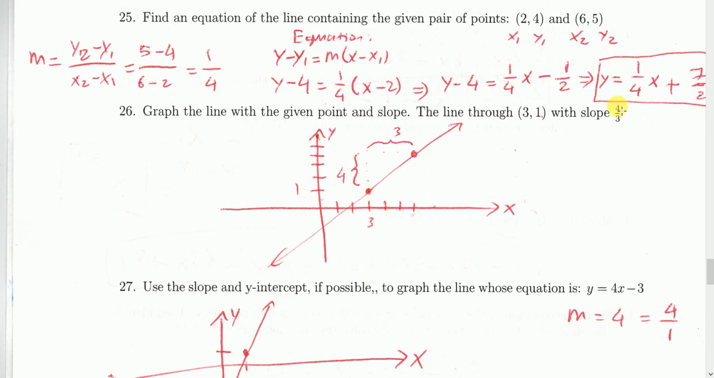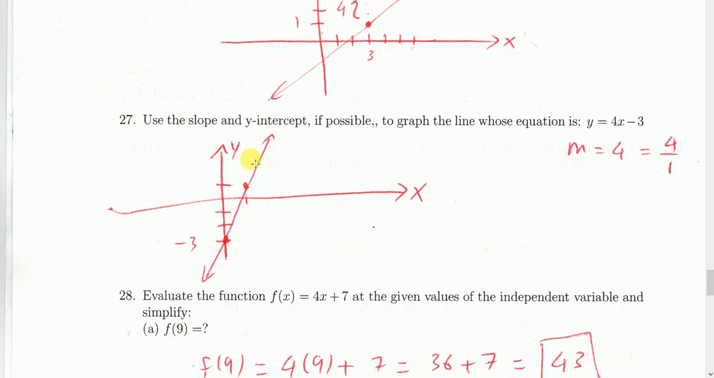Now the slope is 4 over 3. Remember, the slope is equal to the rise over the run. So from this point we go up 4 units, then we run to the right by 3 units, which is this point. So we have the second point. Connect them together, and we have a line.